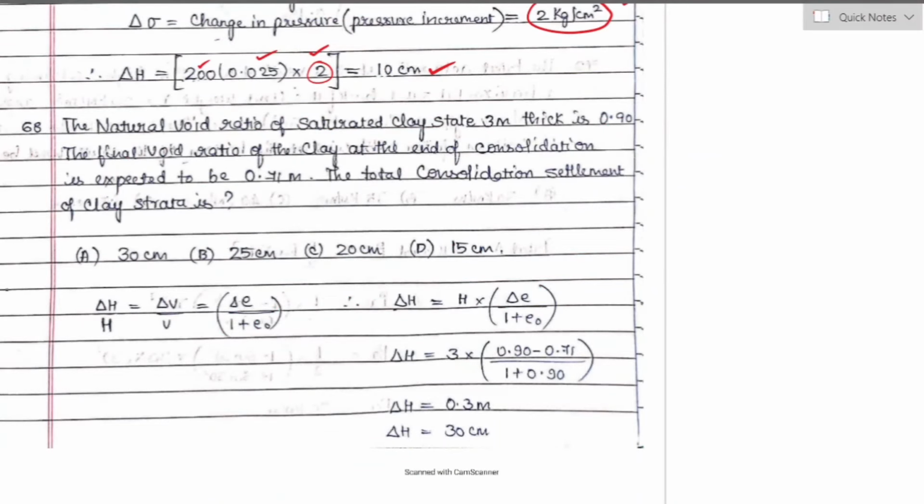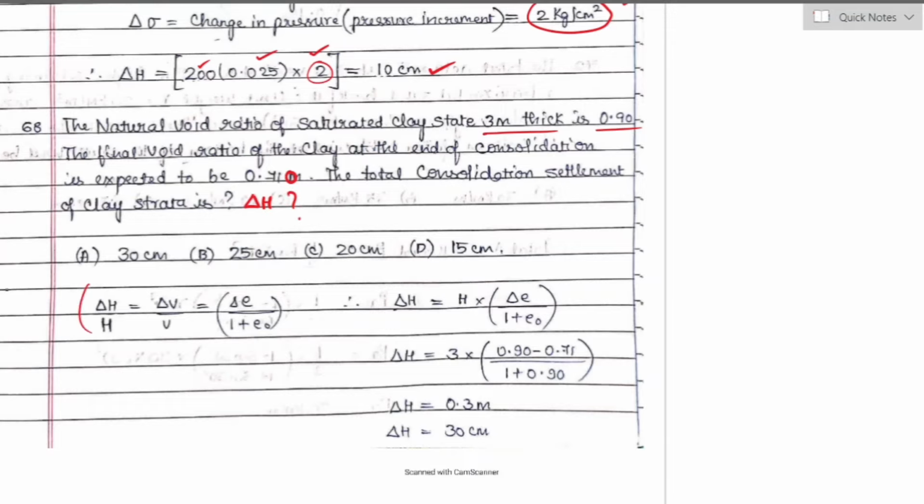Question number 68. The natural water ratio of a saturated clay stratum 3 meter thick is 0.90. The final water ratio of the clay at the end of consolidation is expected to be 0.710. The total consolidation settlement of a clay strata is. So we have to find the total consolidation settlement.